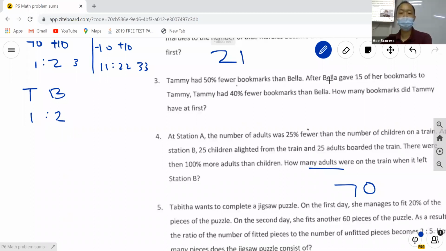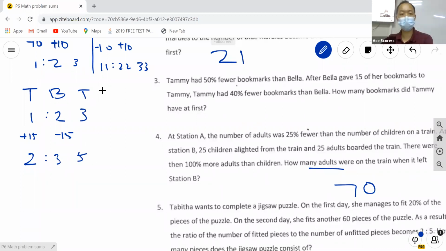Okay, after Bella gave 15 of her bookmarks to Tammy, so Bella minus 15, here plus 15, right? Tammy has 40% fewer than Bella. I thought 2:3 for the bottom. Why? Because 40:60, then 4:6, then 2:3. So let's find the total. Total is 3, total is 5.